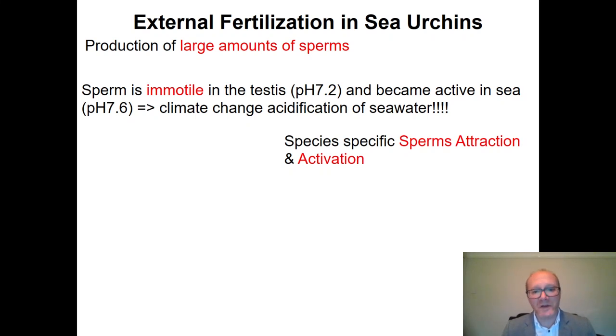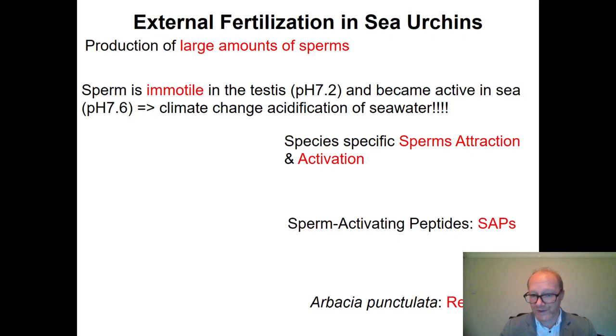So it is extremely important, as I mentioned before, for sea urchin to be able to attract and activate the correct sperms. There may be different species of sperms around, so this particular egg wants to activate and attract only the sperm that belong to the same species, not others. And one way that sea urchin species make sure that they activate and attract only the correct sperms is via these peptides called sperm activating peptides, or SAPs.